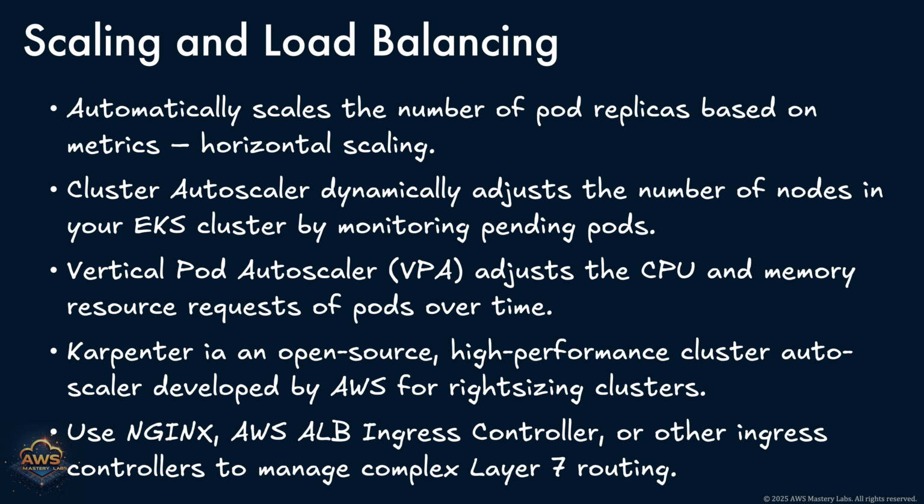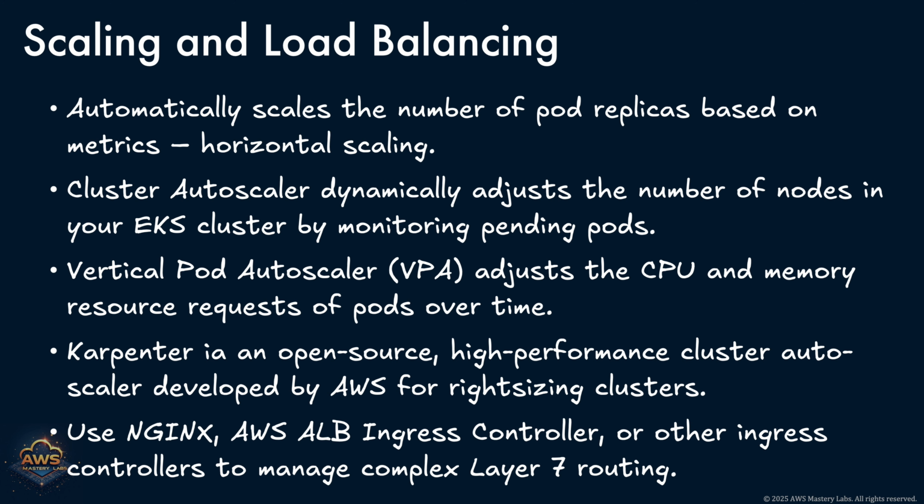At the infrastructure level, the cluster autoscaler helps scale the number of worker nodes. It monitors pods that can't be scheduled due to insufficient resources and automatically provisions additional nodes. Conversely, it can also scale down underutilized nodes, helping save on costs. For more advanced scaling, AWS offers Karpenter, an open-source cluster autoscaler designed for speed and flexibility. Karpenter provisions right-sized instances faster than traditional autoscalers and can make better placement decisions across instance types, zones, and capacity types.